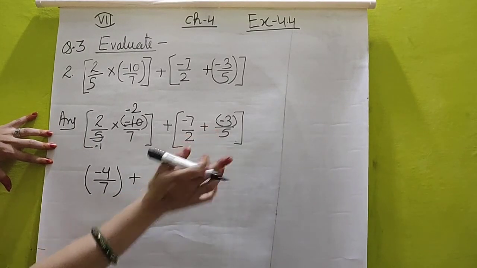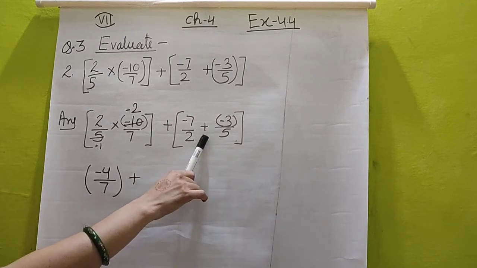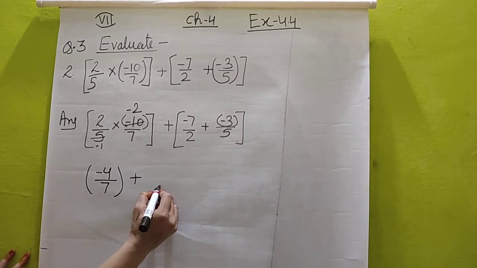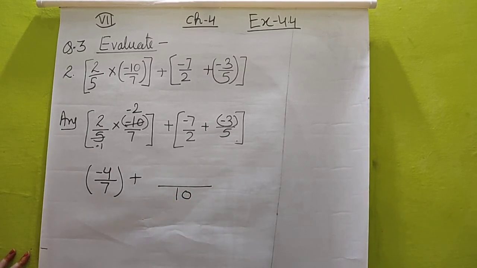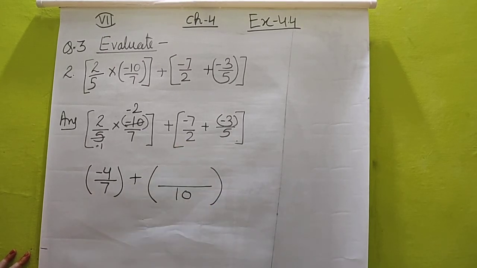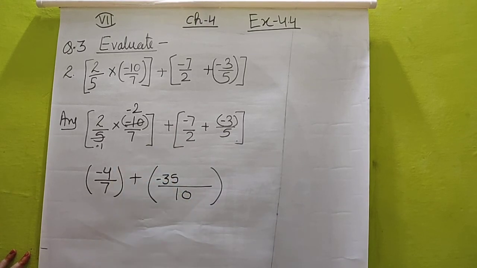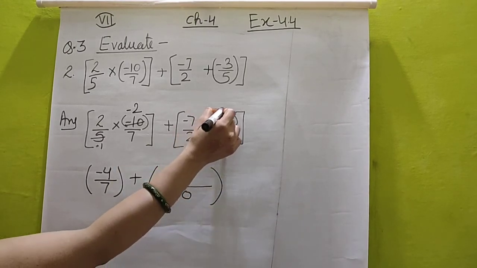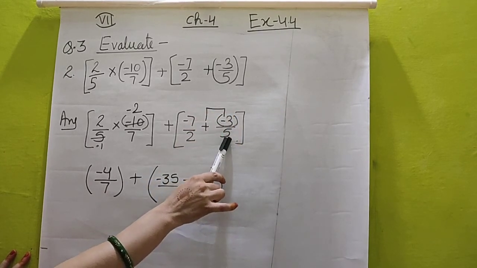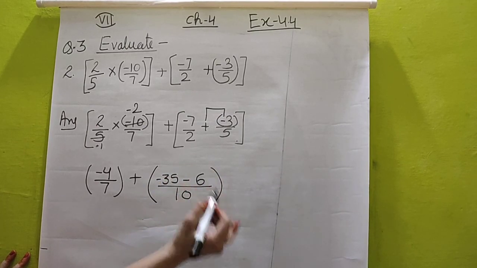Here students, you can see no multiplication sign is there, only a plus sign. So we will make the denominators the same, meaning we will take the LCM. The LCM of 5 and 2 will be 10. Now 10 divided by 2 is 5. Now 5 multiplied by 7 is 35 and this minus sign will come as it is. Now this plus and minus will be minus. Again 10 divided by 5, 5 2s are 10, then 2 multiplied by 3 will be 6.